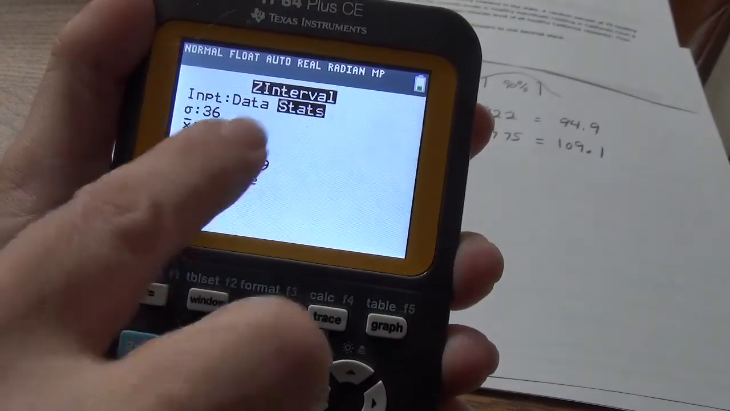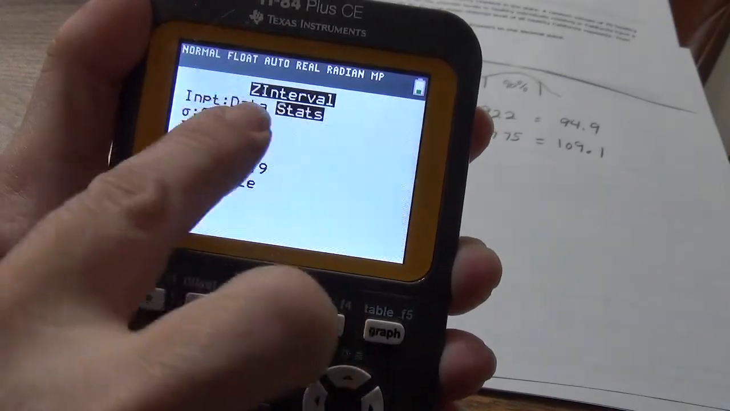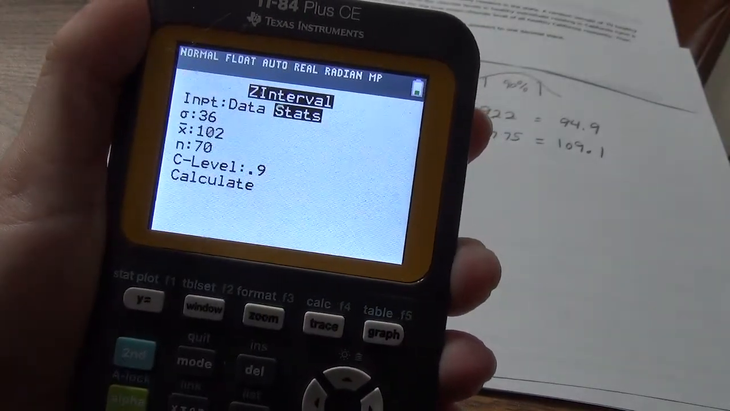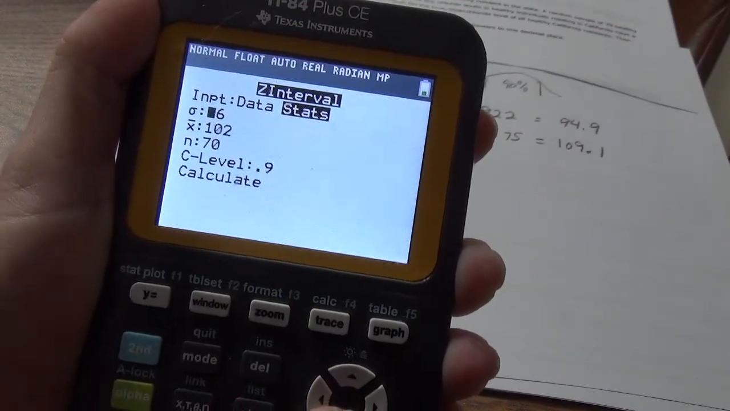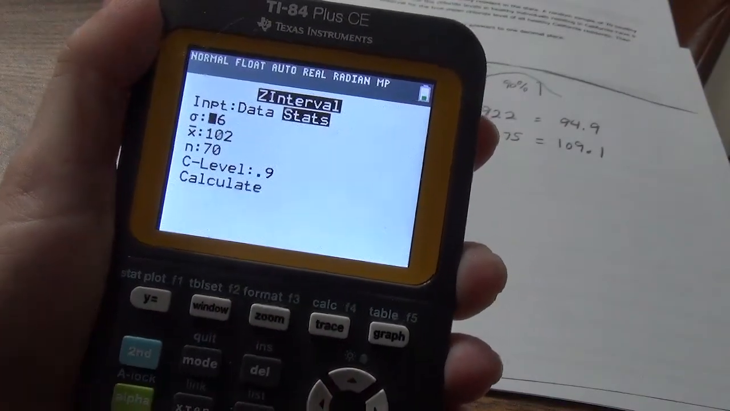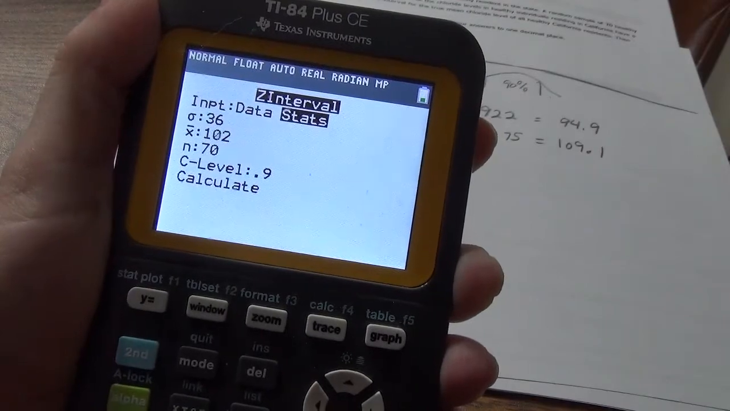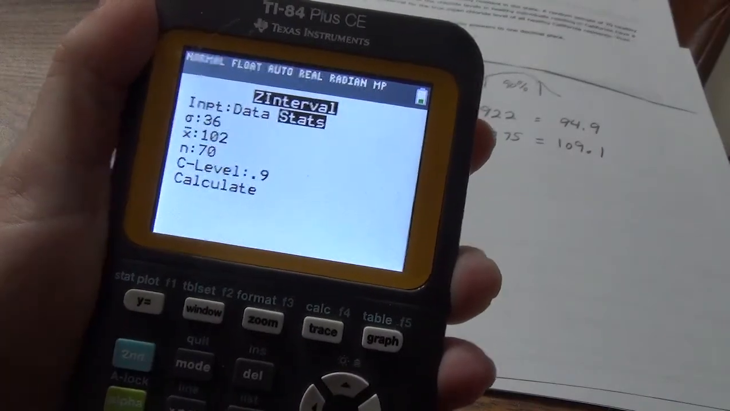Now this one we are doing statistics. We're not putting our data in the list. If we had a whole list of data, we would type it into data and use the list. Again, my standard deviation was 36. My mean was 102. n is 70.